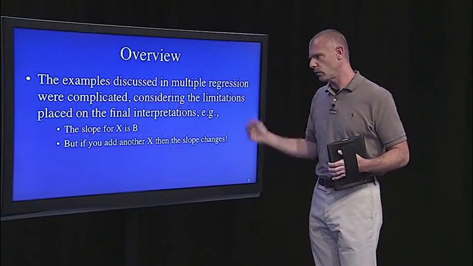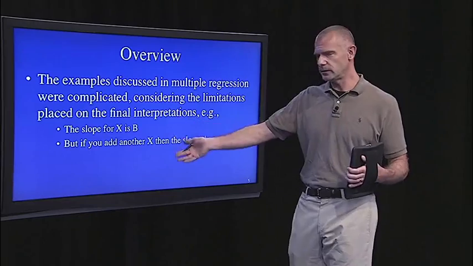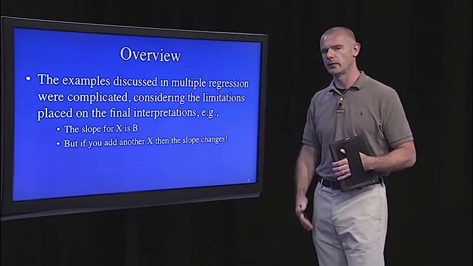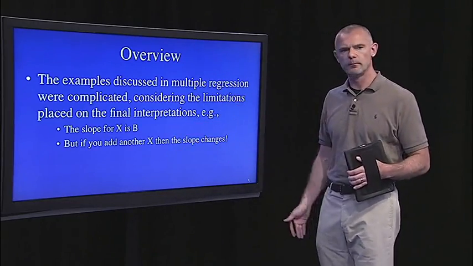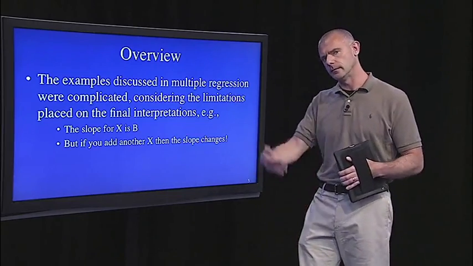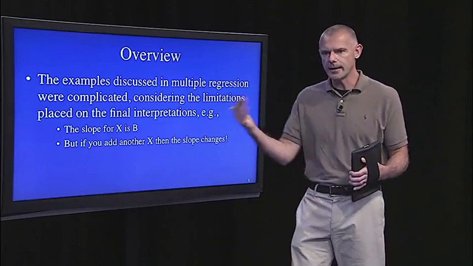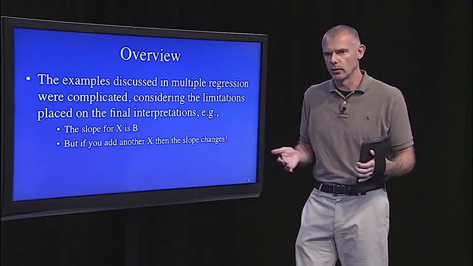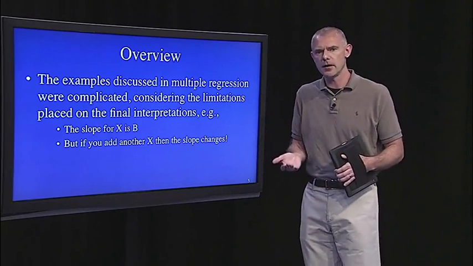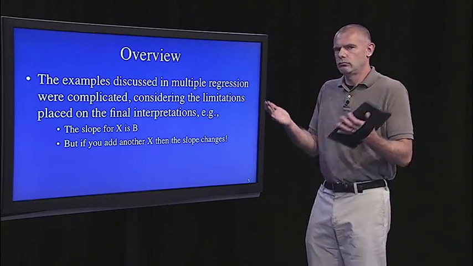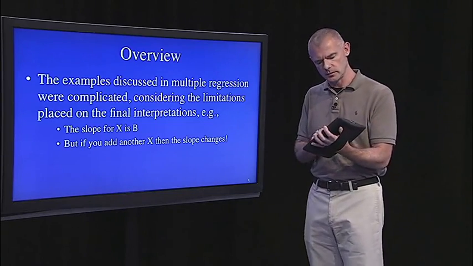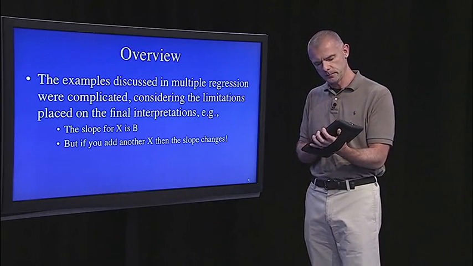So think back to just simple regression. We did all this work, and then we came to this final conclusion that the slope for some predictor x is b, and then you said, wait, if I do a multiple regression and I add in another predictor, then it's not b anymore. It changes once I add in another variable. So there's qualifications on the interpretation of the results.